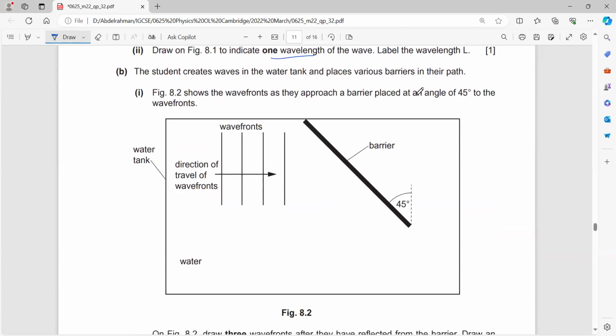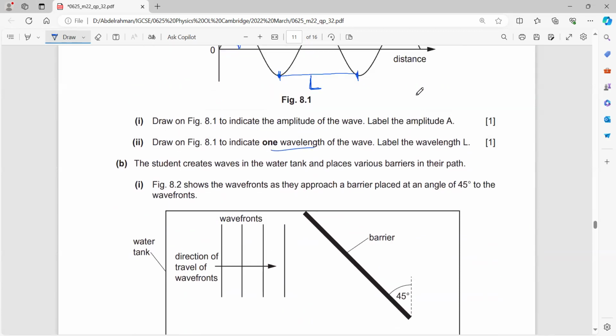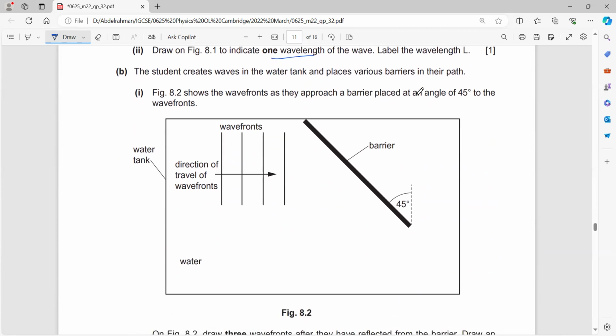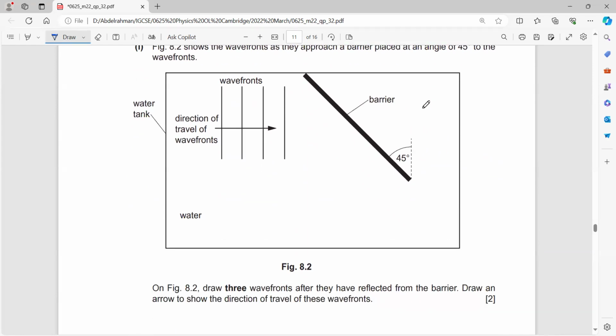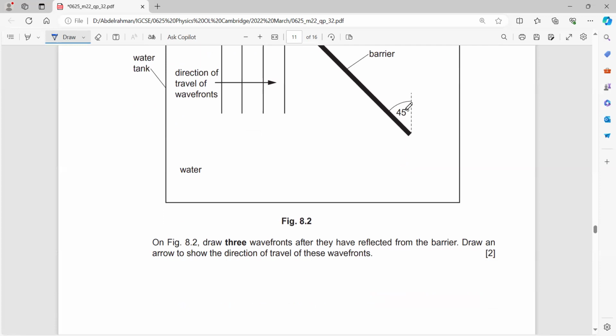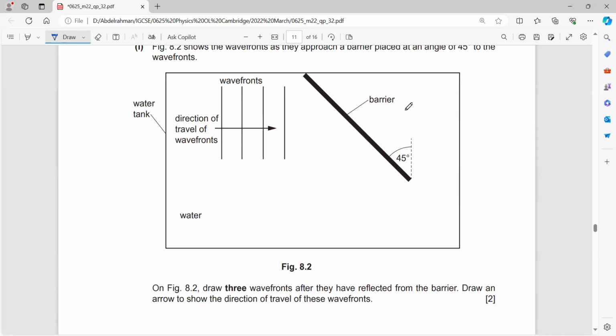A student creates waves in a water tank and places various barriers. Figure 8.2 shows the wavefronts as they approach the barrier at an angle of 45 degrees to the wavefronts. Draw 3 wavefronts after they have reflected from the barrier. Draw an arrow to show the direction of travel of these wavefronts. Okay, good. We need to see 3 wavefronts after they have reflected.